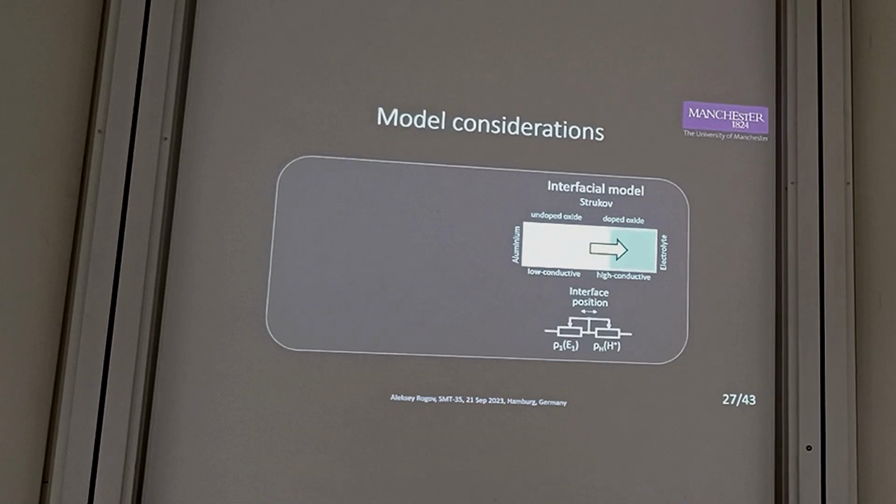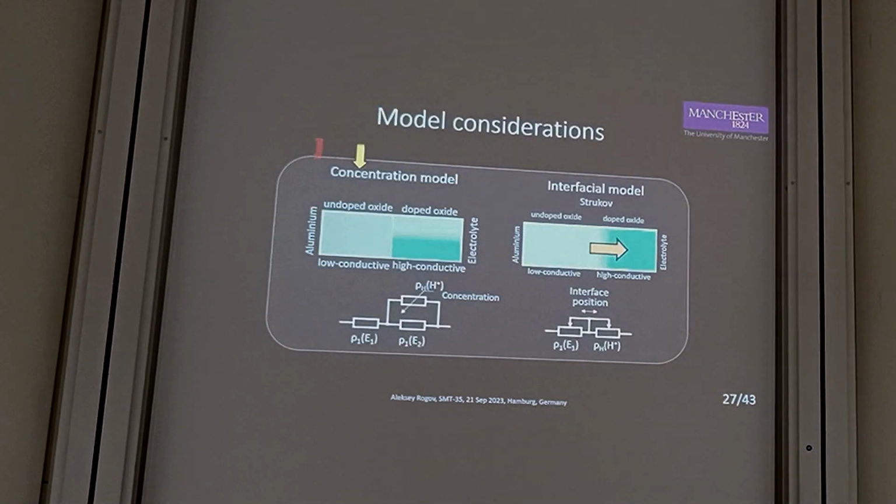However, apart from the interfacial model suggested by Strukov, we also have to consider an alternative way, where deintercalation or intercalation happens by means of change in concentration rather than the interfacial drift. And here you can see two different equivalent circuits corresponding to those mechanisms.